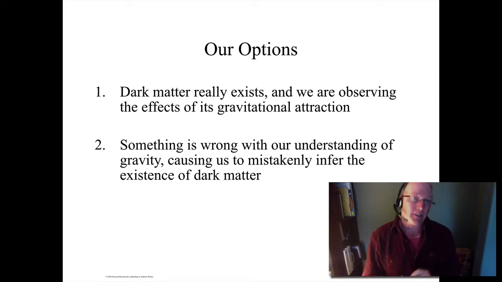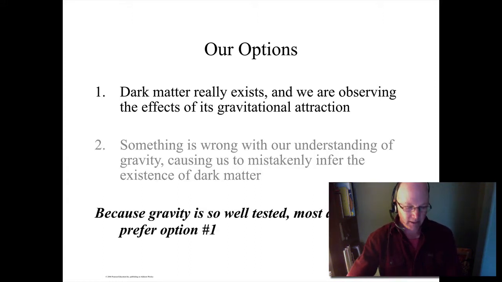Now there's a second option. That option is that something is wrong with our understanding of gravity, and that's causing us to mistakenly infer the existence of dark matter when what's really going on is we have a problem with our understanding of gravity itself. Okay, so these are our two options. And the reason that we go with option one is because every single experiment we've ever done has tested gravity.